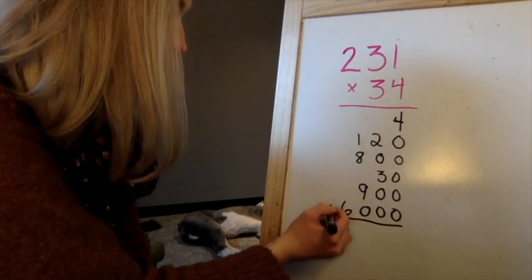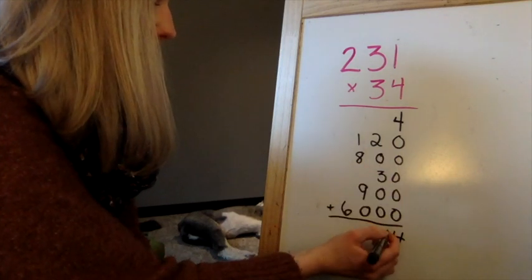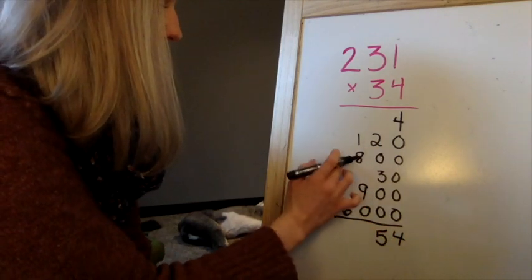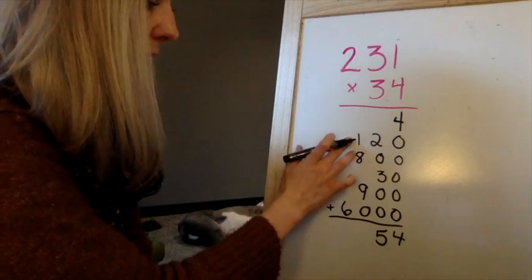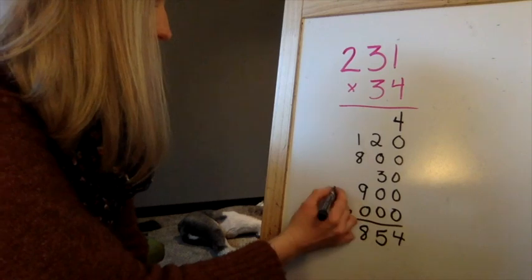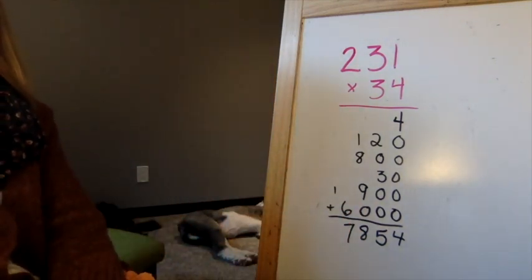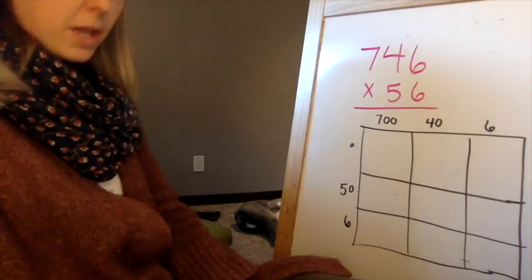Now I add them all together. 4, 2 and 3 is 5, 8 and 1 is 9, and then I can double that 9 because I have another 9. I have 18. I have 7,854.